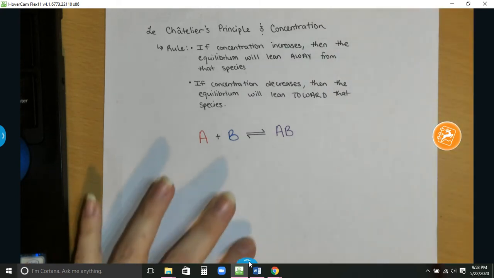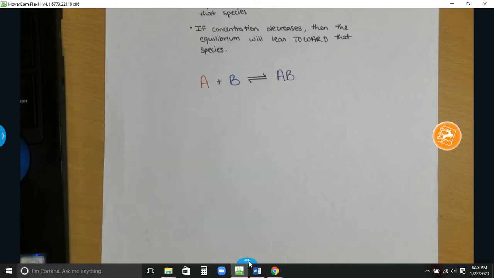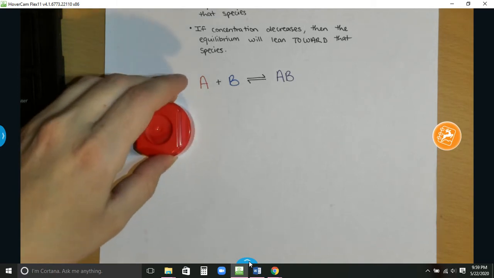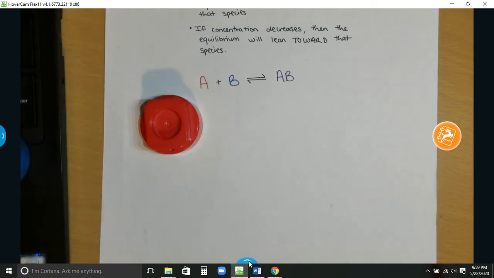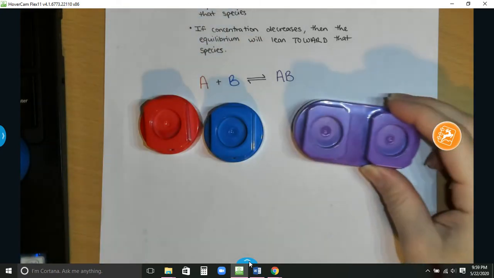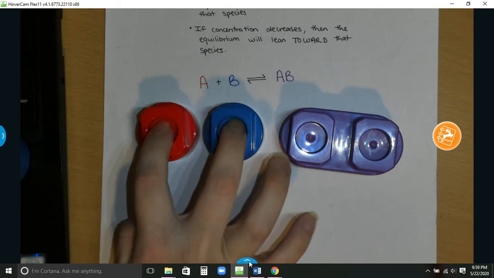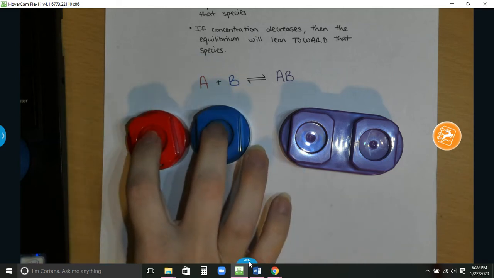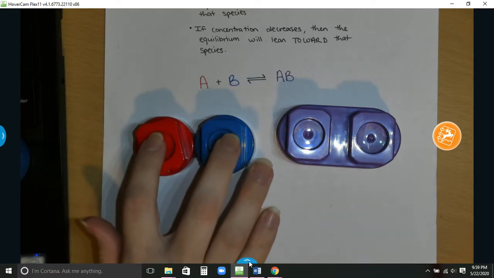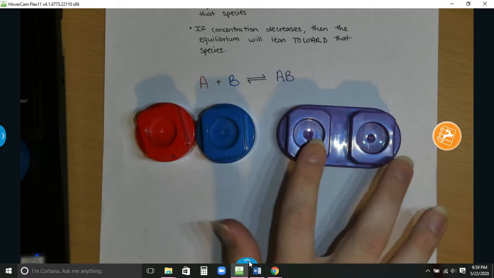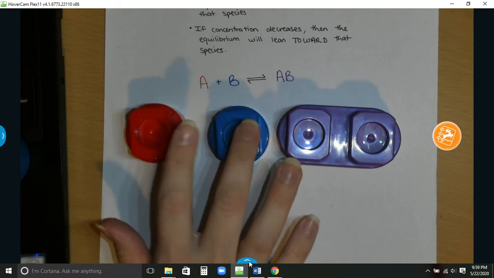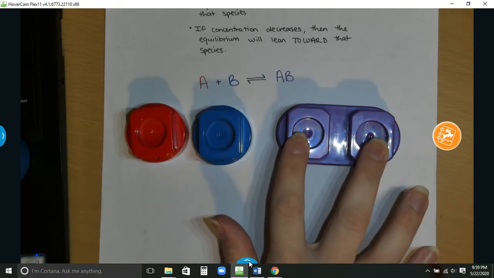So to help you understand this a little bit better, I'm going to be using some blocks and this generic equation. In this generic equation, the red block is going to represent chemical species A, the blue block is going to represent chemical species B, and the purple block is going to represent chemical species AB, which is created when an A and a B collide together. So right now, this is at equilibrium. We've got two A's, an A and a B, and then an AB right here.